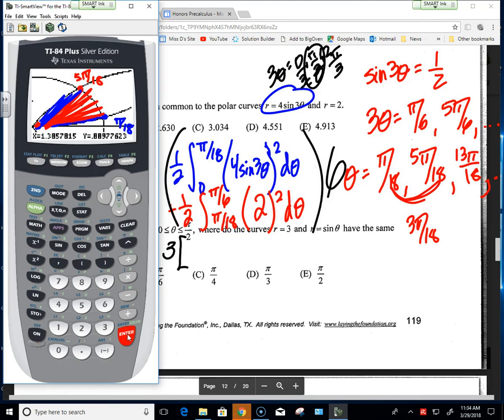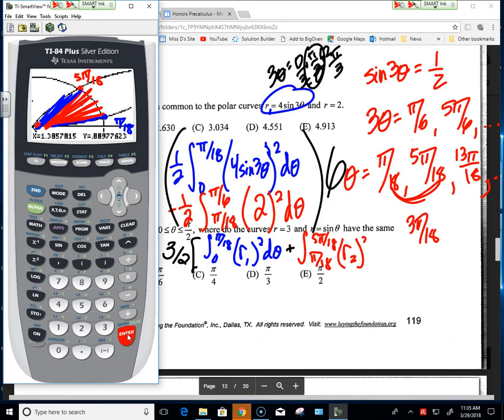3 times. I guess we can pull out a half of everybody. So 3 halves. That would have been 0 to pi over 18 of, we'll call him R1 squared plus pi over 18 to 5 pi over 18 of R2 squared plus 5 pi over 18 to pi over 3 R1. So this is one way of doing it. I just stopped halfway at 3 pi over 18 or pi over 3, and I just did blue plus red, and I multiplied by 6 instead.